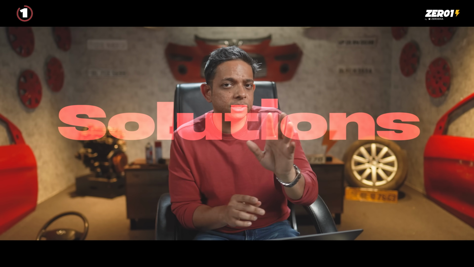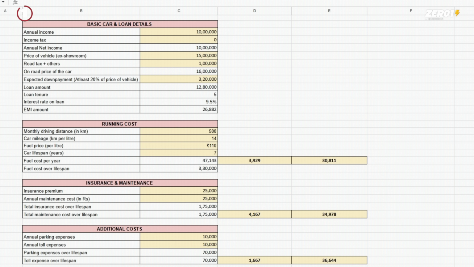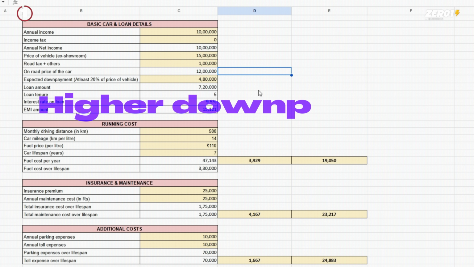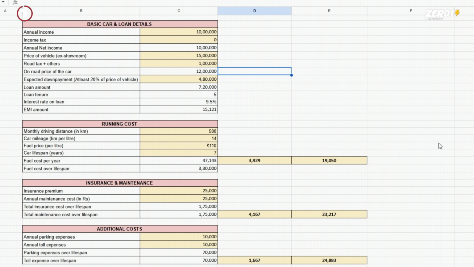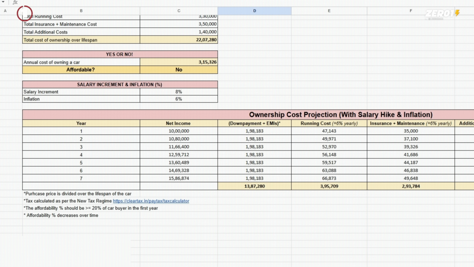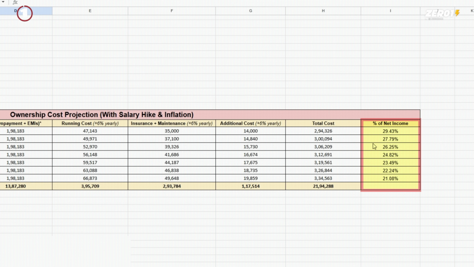So now there are two ways to actually solve this issue. The first is if you change some of these variables, like the cost of the car, obviously everything comes down. So if I change the 16 lakhs to say 12, everything changes. Another option is to change the down payment from 20% to a much larger number. So let me change this 20% to say 40%. Once you do a higher down payment and a smaller car, you actually affect your overall EMI a lot. And you can see that the percentage of net income has now come down to 29%. Now you'll have to keep adjusting these variables until this becomes around 20%.